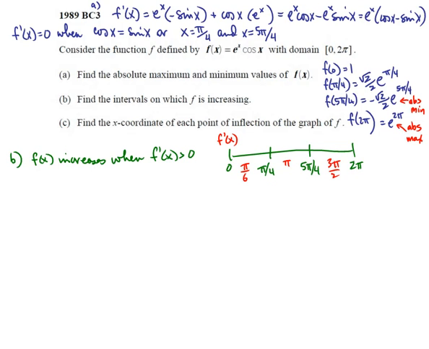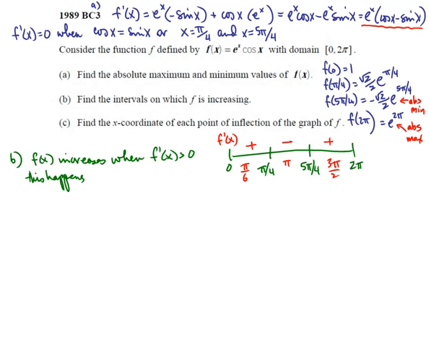So plugging in pi over 6 into the first derivative, which is up in the top right corner, e to the x is always positive. Cosine of pi over 6 is root 3 over 2. Sine of pi over 6 is 1/2. Root 3 is greater than 1, so that's positive. Plugging in pi, cosine of pi is negative 1, sine of pi is 0, so that's going to give me a negative. Cosine of 3 pi over 2 is 0, and negative sine of 3 pi over 2 is negative 1, which is positive 1. So that'll be positive.